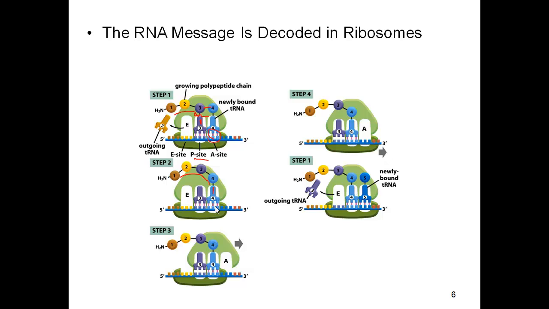The large subunit will now shift 1 codon, and then later the small subunit will shift 1 codon, and then you are back at step 4. Once the tRNA is left, you're back in the same situation as we were in step 1.